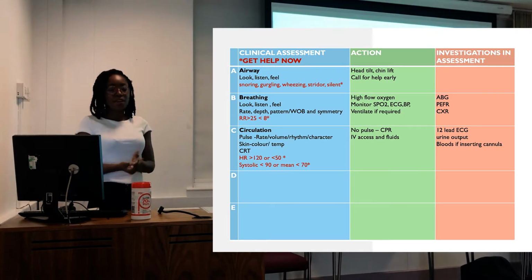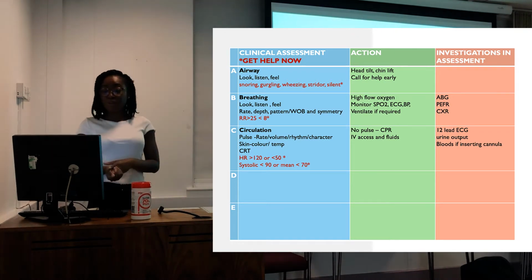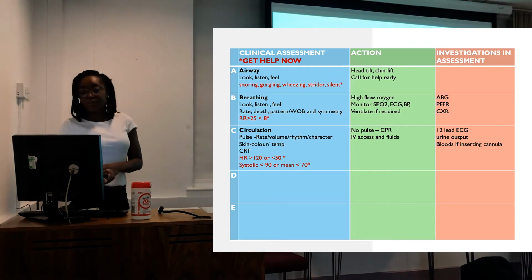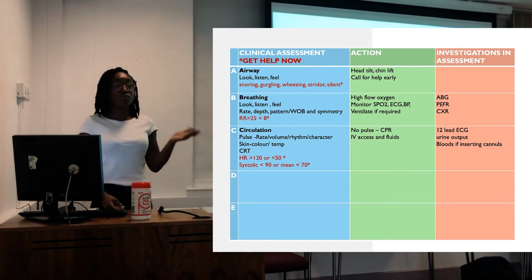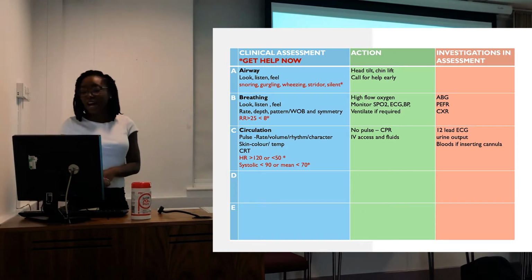And then if they're tachycardic, above 120, you're wanting to get help at that point. Or if they're really bradycardic, you want to get help as well. And if they're hypotensive, you want to get help. And it goes without saying, if they don't have a pulse, you're going to start CPR, pull the buzzer, put out that 2222 call and get help straight away.